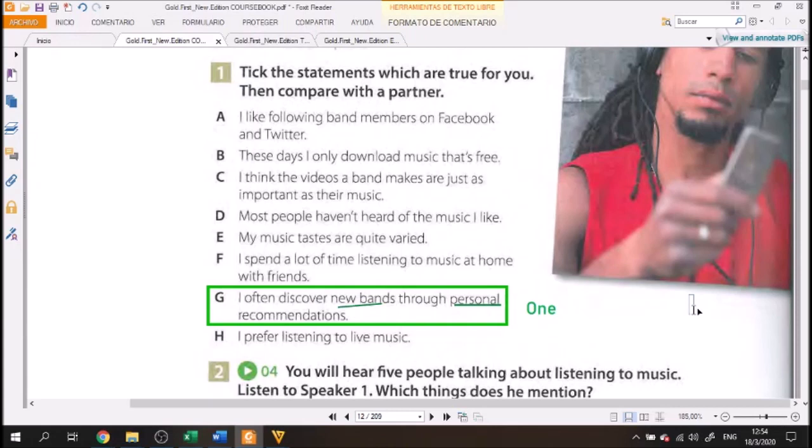What about speaker two? Who is speaker two? Can you tell me in the chat? Yes. A is speaker two. Good. What about speaker three? Can you tell me?